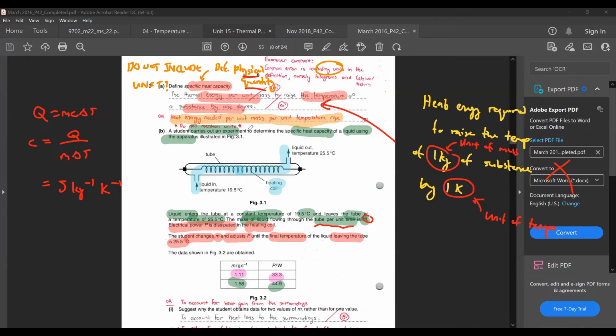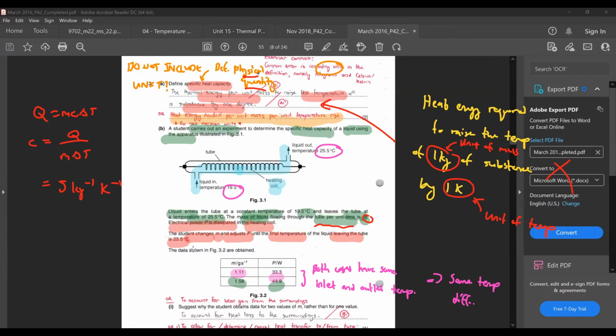One of the things that they mention here is that for both cases, you have the same inlet and outlet temperature. In other words, same temperature difference. Because they change the power, but at the same time, they maintain these two temperatures here. You can just think of it as they're maintaining the same temperature difference between the inlet and outlet.